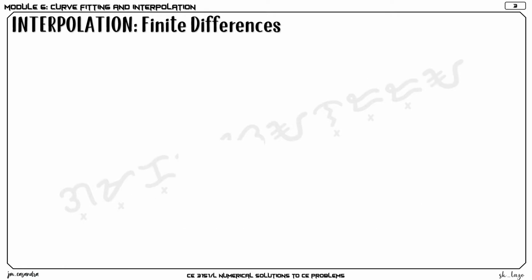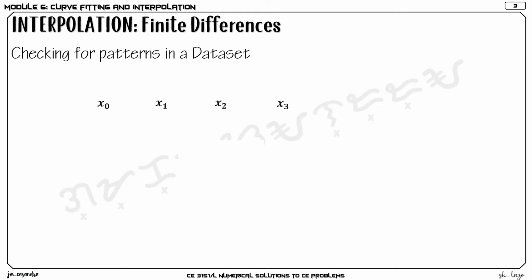To understand finite differences, we start off first with checking for the patterns in a given dataset. So we start off first with x sub 0, followed by x sub 1, x sub 2, x sub 3, until the last given point, which is x sub n. Checking now for the difference between x sub 0 and x sub 1, and x sub 1 and x sub 2, x sub 2 and x sub 3, and so on, which is given by each.